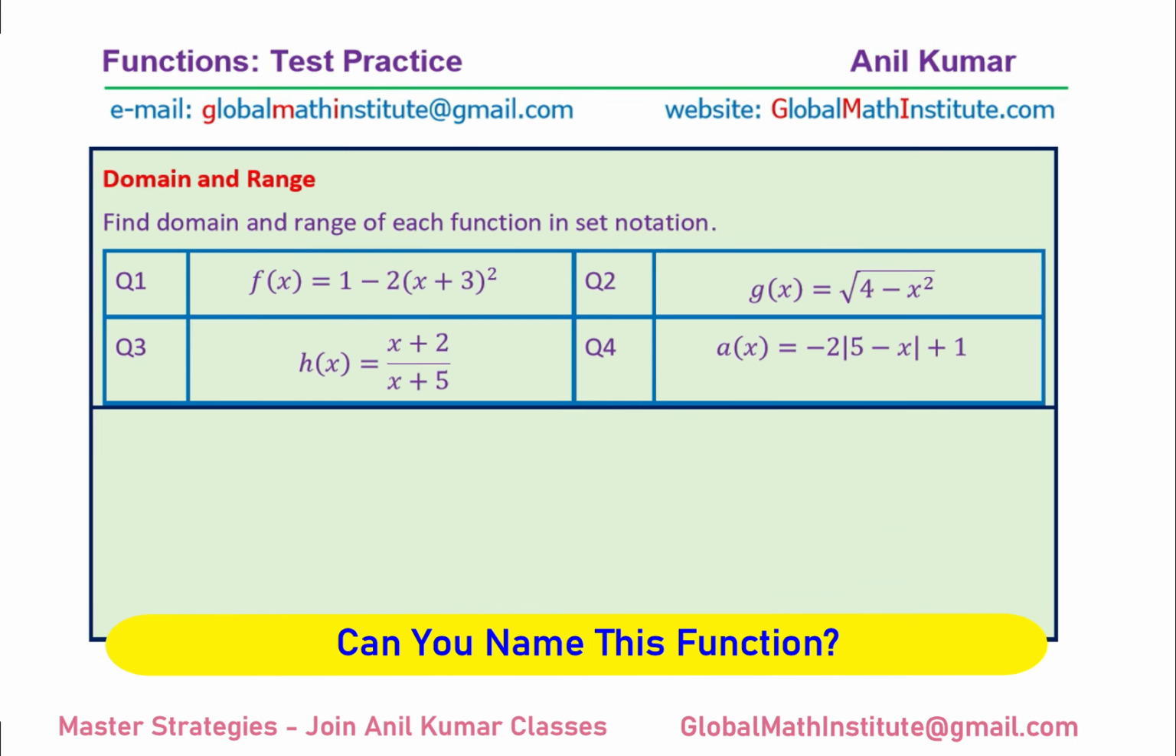Now, question number 2 is a difficult test question. Let me write it in red ink, right? So it is g of x is equal to the square root of 4 minus x squared.